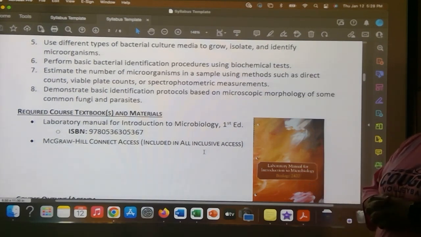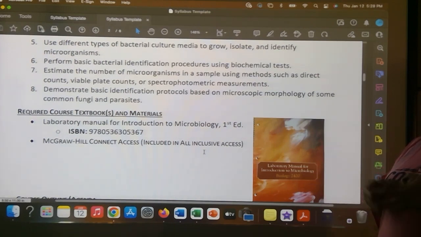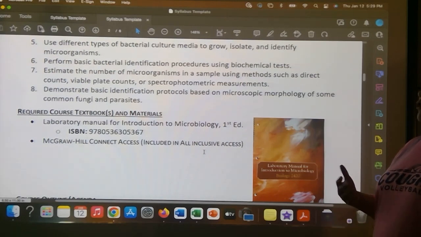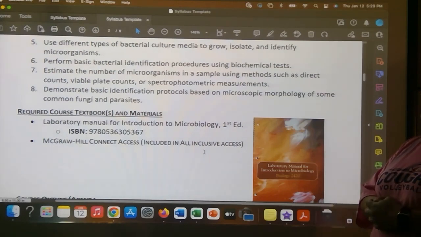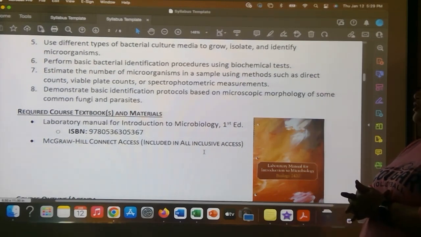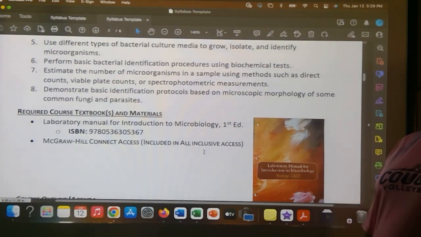Estimate the number of microorganisms in a sample using methods such as direct counts, viable plate counts, or spectrophotometric measurements. Demonstrate basic identification protocols based on microscopic morphology of common fungi and parasites.